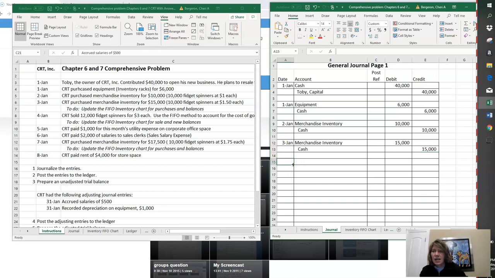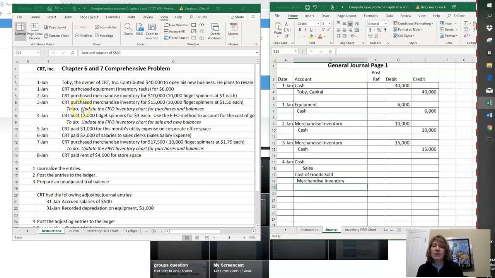All right. And then on January the 4th, I sold some of my fidget spinners. Whenever you make a sale and you're using the perpetual method of inventory, you're going to have 4 entries. You're going to have cash and sales for the sales price. And then you're going to have the movement of inventory, which is cost of goods sold and merchandise inventory.